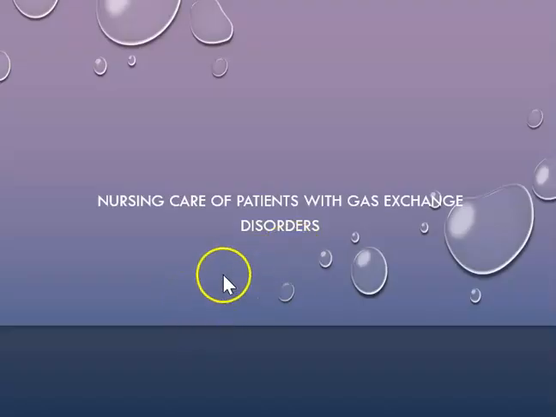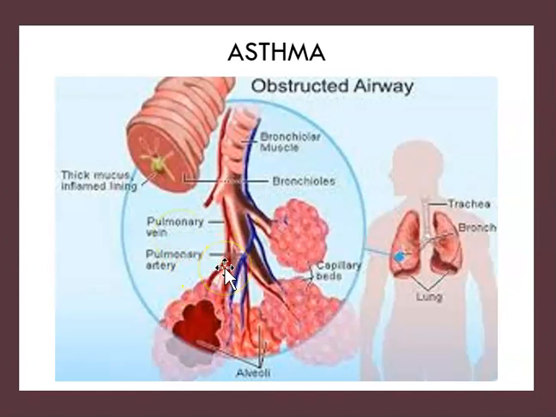Now we're going to talk about nursing care of patients with gas exchange disorders. Asthma is going to be our first one. This is a chronic inflammatory disorder of the airways with widespread airflow obstruction. This can reverse spontaneously or with treatment. So sometimes by itself, but most of the time you're going to need some treatment.